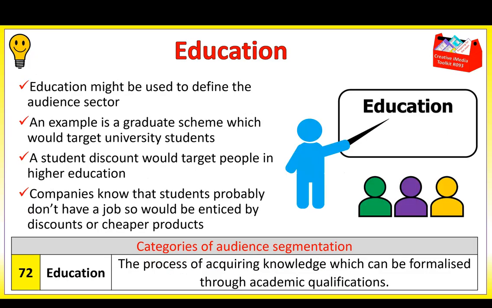Education might be used to define the audience sector. An example is a graduate scheme. So there's lots of student discounts. So students are people who are studying at college or university. Companies know that students don't have a job, so they'd be enticed by discounts or cheaper products. And students have more time on their hands to do leisurely activities. So education is a good category of segmentation to use.